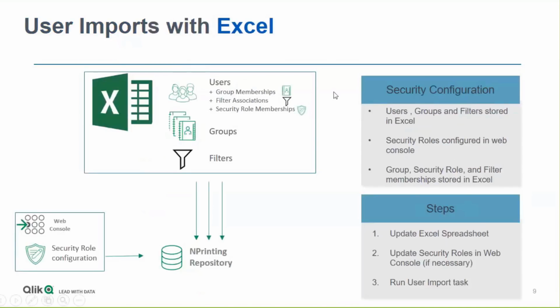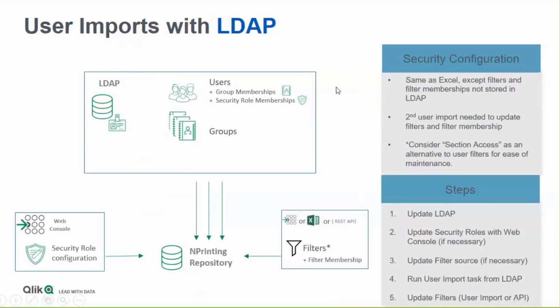The first step I'm going to take you through is actually LDAP. So let's take a quick lay of the land. We have our LDAP system, and within our LDAP server, we're going to have a list of users that we're going to have access to. And there are also groups that we can pull from. We're going to be able to create users and create groups in NPrinting as we do our sync from LDAP. But we're also going to be able to pick up memberships and security roles.